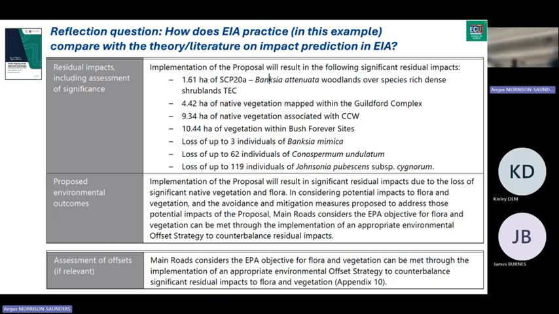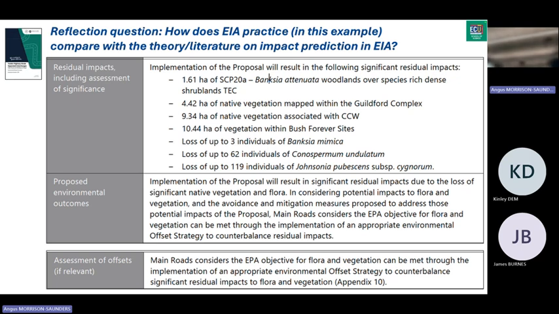So once we've done all those mitigation things, what will be our residual impacts? And this is what they say. It's 1.61 hectares of SCP20A, Banksia attenuata. It's 4.42 hectares of native vegetation of the Guildford complex, and so on and so forth. Three individuals of Banksia mimica. They're really quite specific here, but they're itemising what's going on.